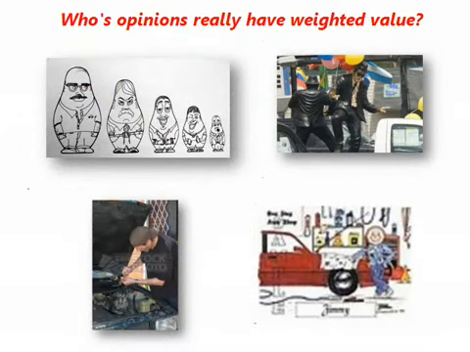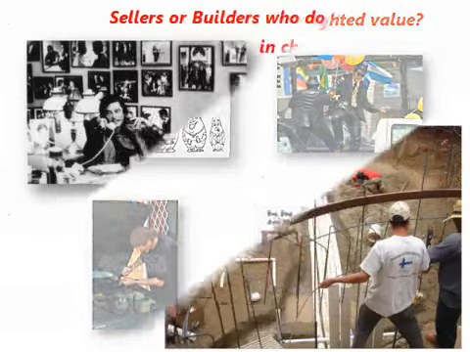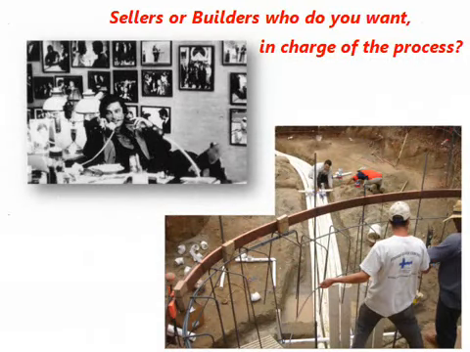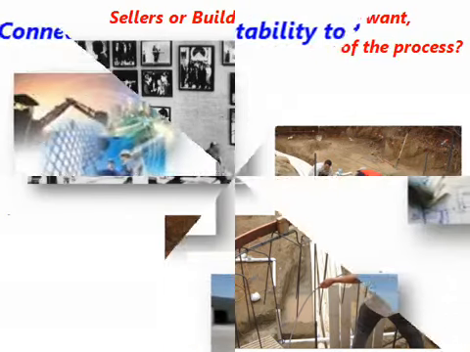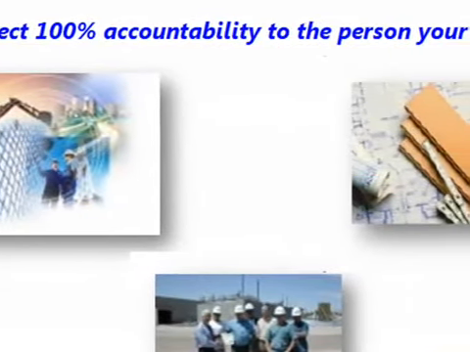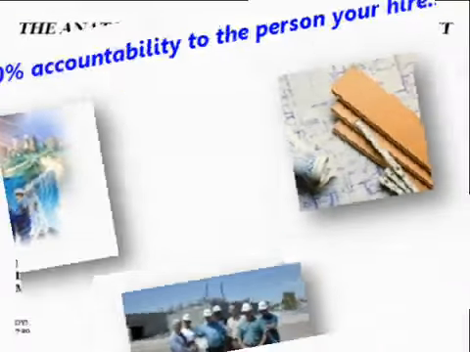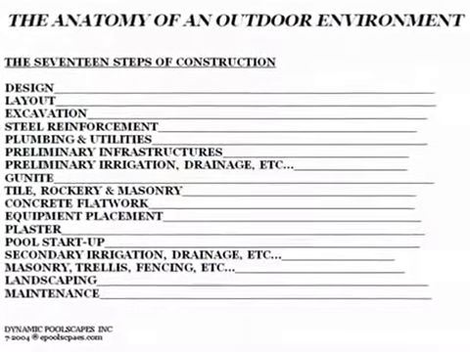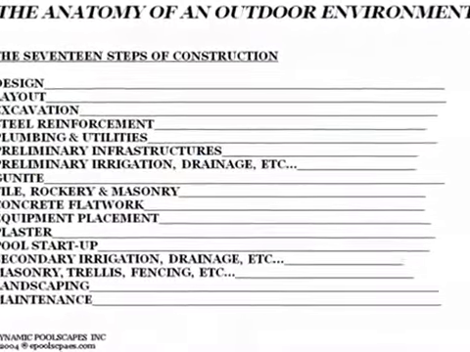This same logic should apply to the weighted value of an opinion of a swimming pool landscape salesperson versus the actual contractor. The contractor is the licensee. He or she must prove to the California State Licensing Board that they have the experience necessary to build your project.